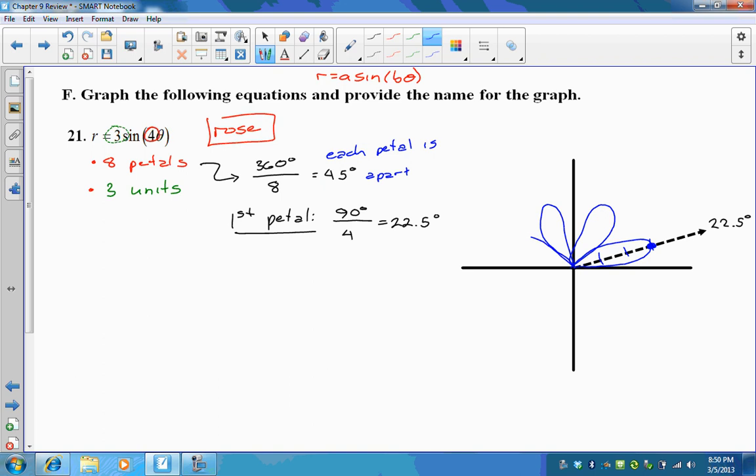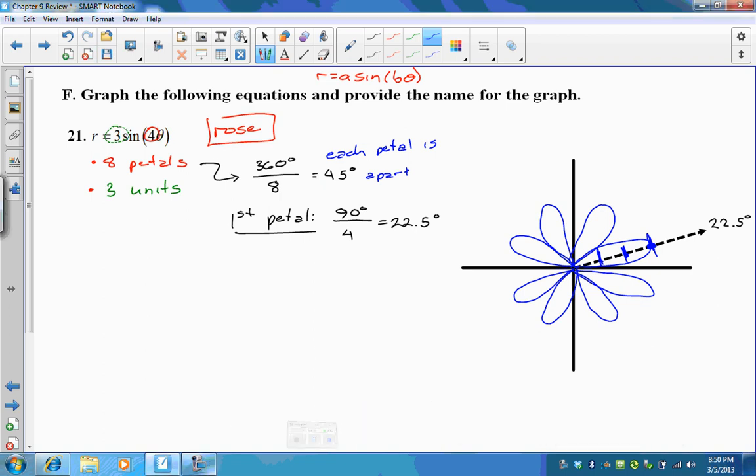And I told you I'm going to be very lenient with your graph. If you get that first petal right and the other petals are just remotely close to right, then I'll be okay with that. So this rose graph is going to look something like that. Very ugly, but it's a rose graph that has 8 petals, and that's what I want to see when you graph it. Make sure that it's obvious you went out 3 units. Put 3 little tick marks right there. Show me how far you went.